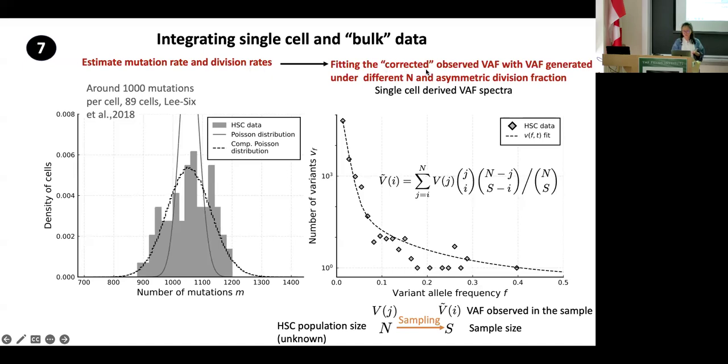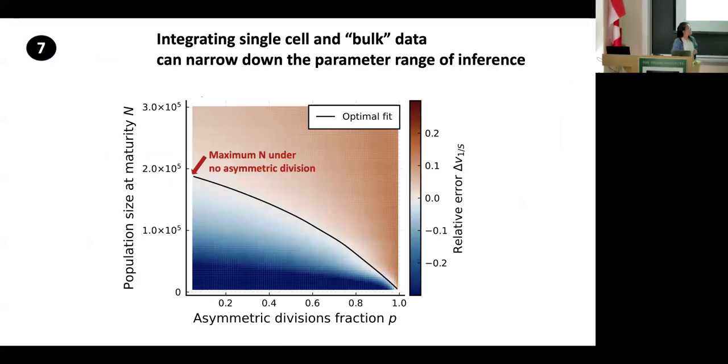And then we fit the corrected observed VAF, which is the sampled VAF, generated by assuming different population sizes N and asymmetric differentiation fractions. And we see what is the best combination of N and asymmetric division fractions that gives you the most similar observed variant allele frequency distribution. So that's what we see.